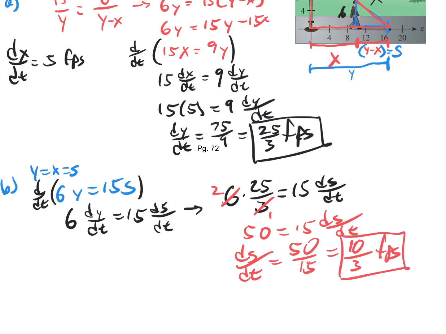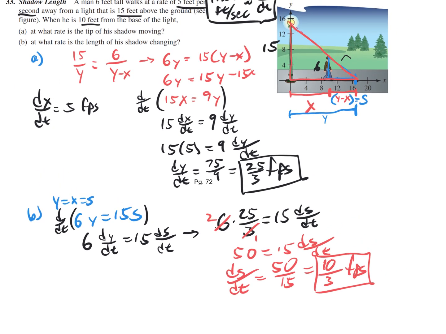Okay? So the tip of the shadow is growing or moving faster. So this whole distance is growing faster than just this little shadow is growing. All right? So that's the idea there, all right?